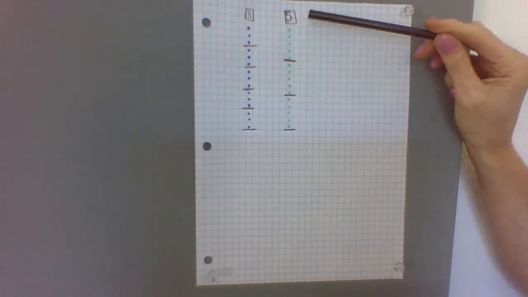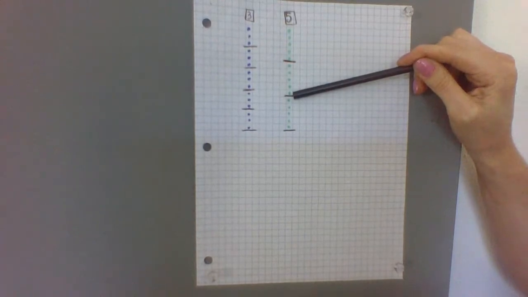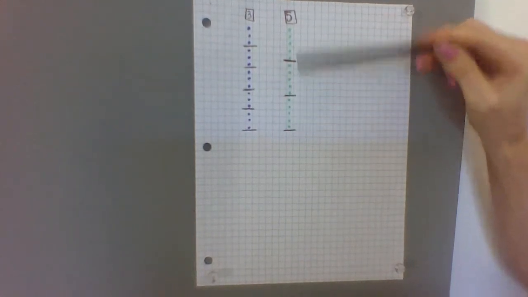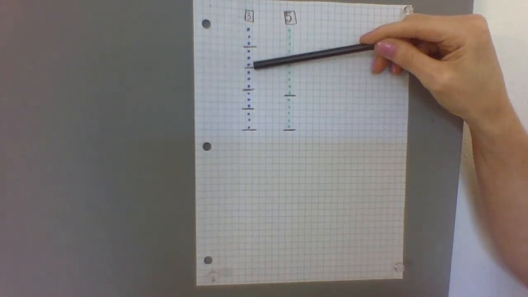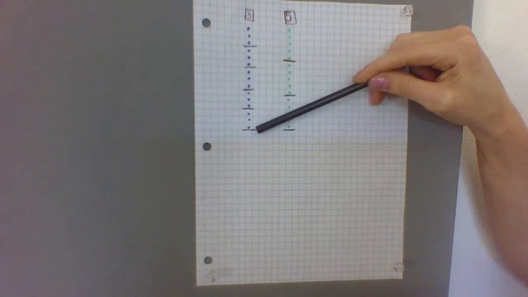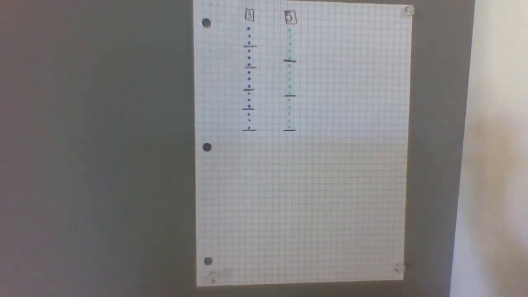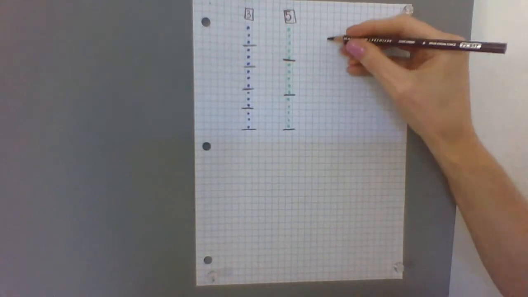Why don't we count these multiples? 5, 10, 15. 3, 6, 9, 12, 15. So the lowest common multiple for 3 and for 5 is 15. And we can write it like this.